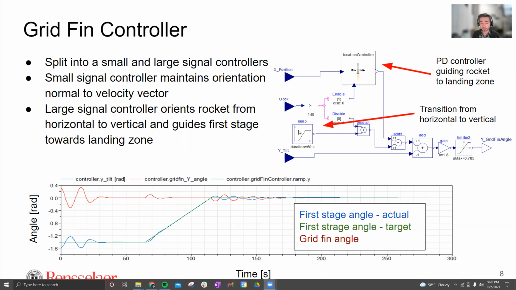And then on the bottom here, we have this little ramp function, which orients the rocket from the horizontal plane based orientation, laying flat, to upright position. On the bottom here, you can see a little plot of this ramp function in green. That's the target angle of the rocket, and we have the actual angle in blue. Ideally the blue should be tracking the green perfectly. Then we have the grid fin angle here in red. You see it pretty nearly tracks it. A little bit of underdamping here, a little bit of oscillations.